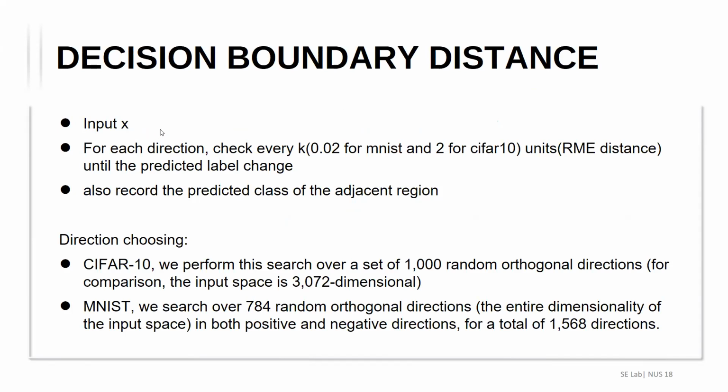How they do it: when they have an input x, for each direction they check. For CIFAR10, they choose 1000 random orthogonal directions. For MNIST, because MNIST only has 784 pixels, they use the pixel directions, both positive and negative, so a total of 1,568 directions. For each direction, they move a step forward and then another step until the predicted label changes. For MNIST they check more frequently, while for CIFAR10, which is more complicated, every 2 units, where the units are L2 distance. Lastly, they also record the predicted class of the adjacent region.